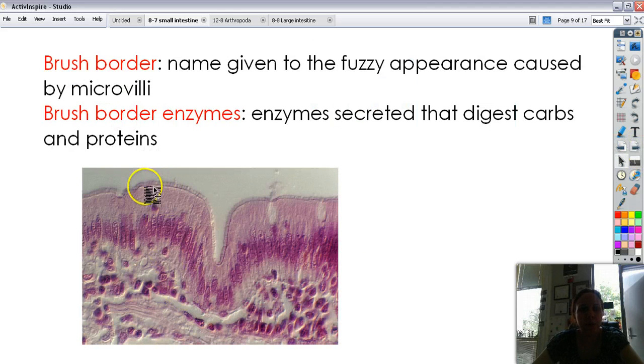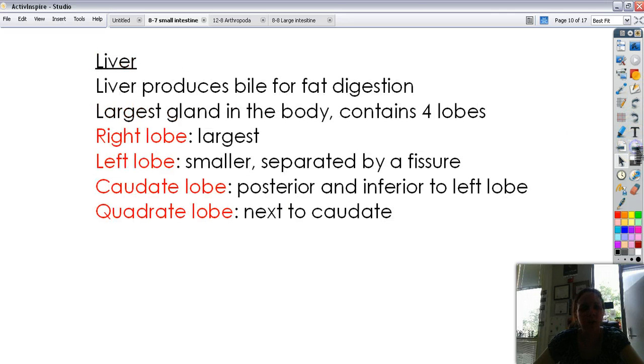Alright, the furry appearance that we see on the end of the villi, the microvilli, we give the name called the brush border, which is a name given to the fuzzy appearance caused by the microvilli. And there's lots of enzymes, as you can see from these goblet cells here, that are producing mucus and enzymes and other things needed to help digest materials in your food.